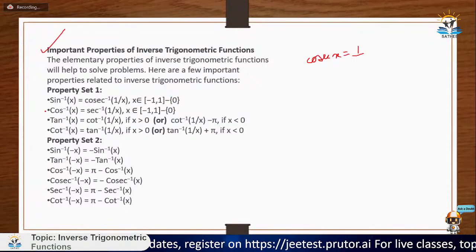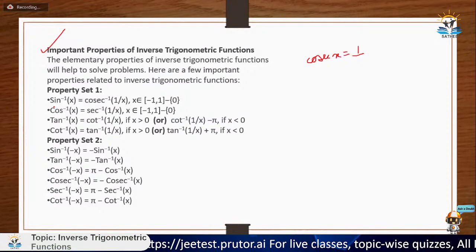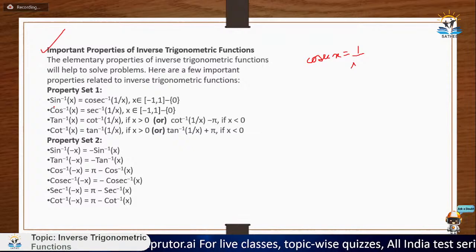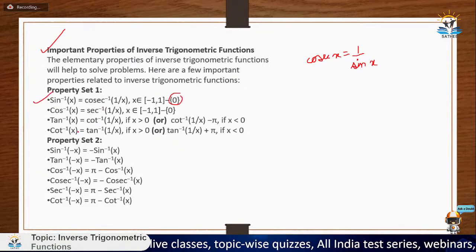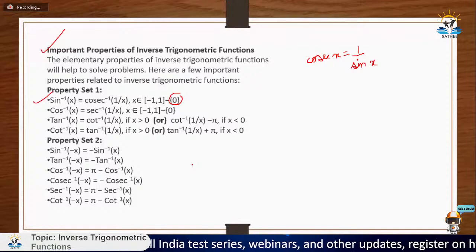And similarly for cos inverse x, it is sec inverse 1 by x. Remember one thing, it is not 1 upon cosec inverse 1 by x. It's sec inverse 1 by x. So please don't make a mistake there. And similarly, tan inverse x is cot inverse 1 by x, and cot inverse x is tan inverse 1 by x. Okay. So these are some important properties. And now coming on to the odd and even properties. These are for odd and even type of functions. Odd and even.